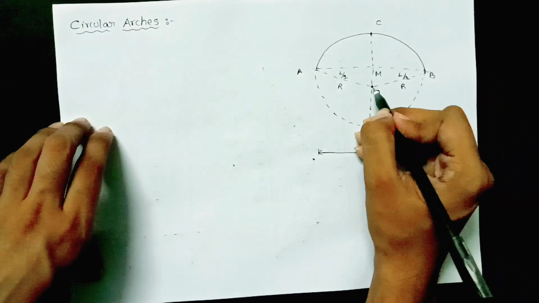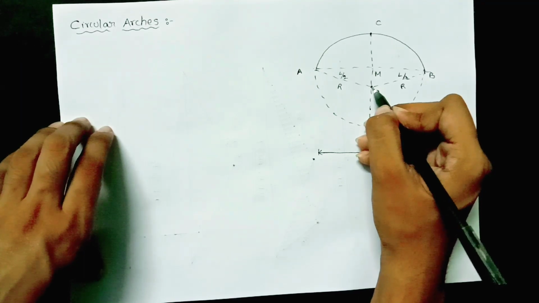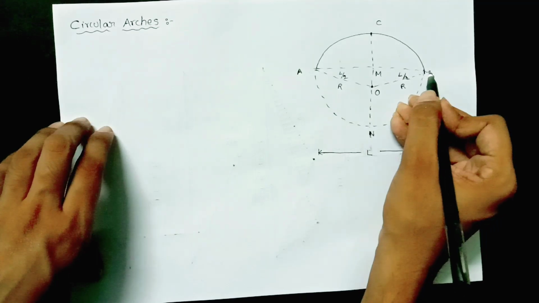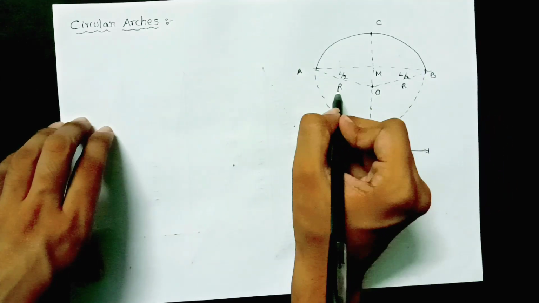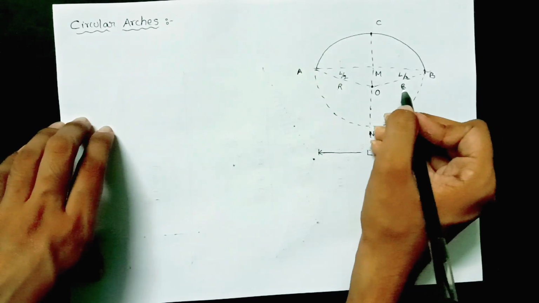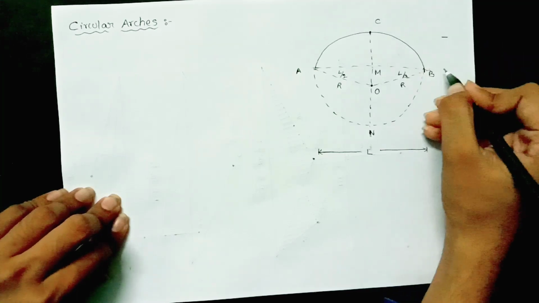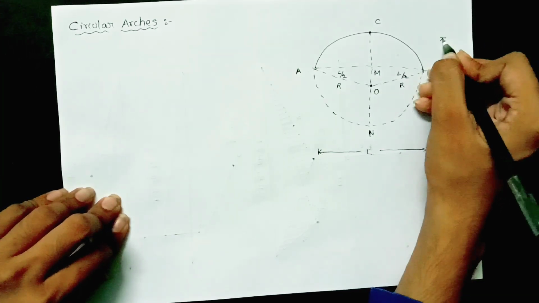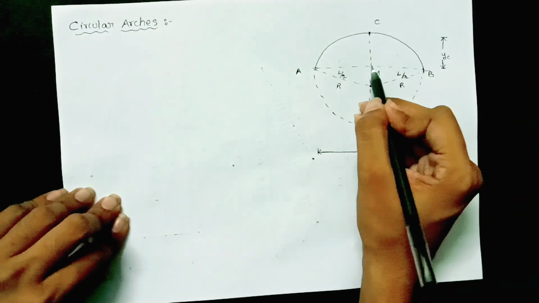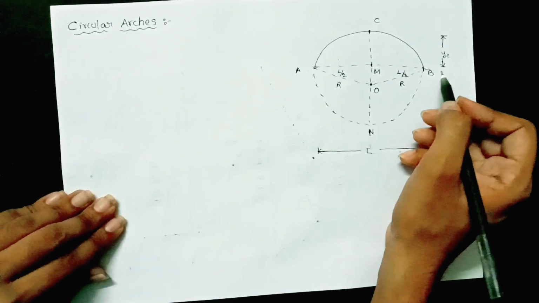Now O is the center of the circular arch. From O I am drawing one line to A, and from O I am drawing another line to B. Now OA is equal to the radius of the circle and OB is also equal to the radius of the circle. And now the arch has a central rise of Yc. So Yc is the central rise of the arch, from this point to C.